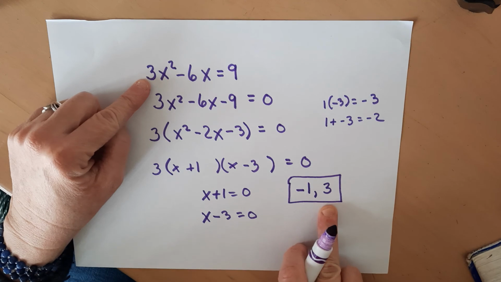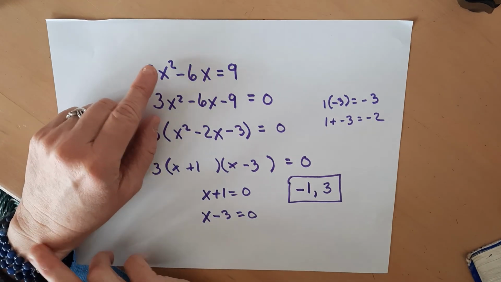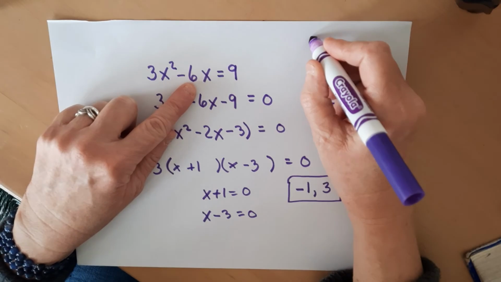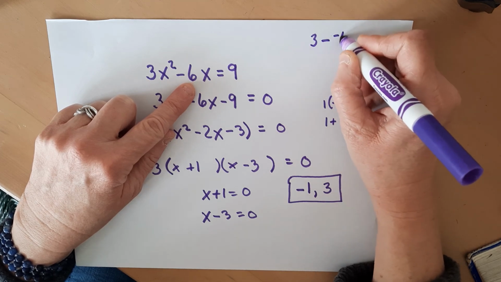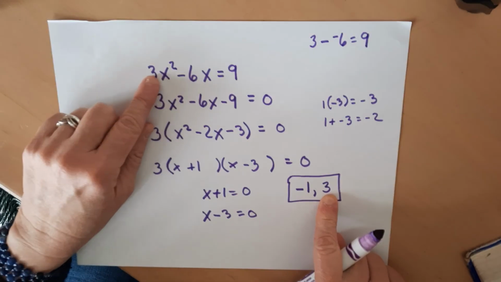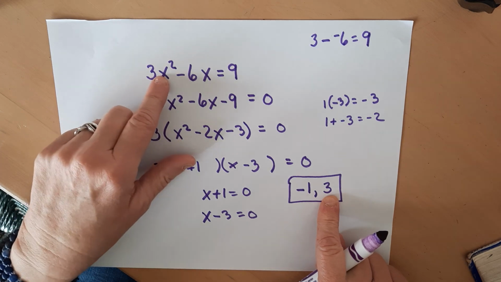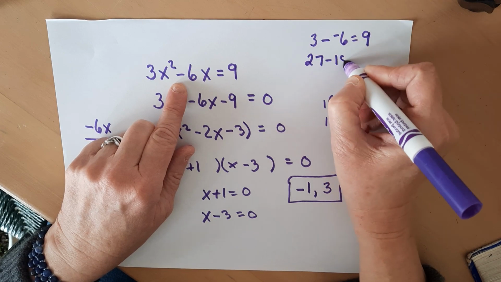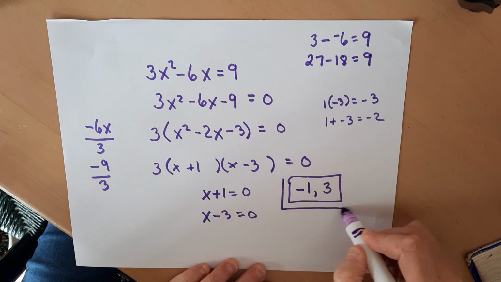We always want to go back and check it. Negative 1 squared is 1, and 1 times 3 is 3. 3 minus 6 times negative 1 is negative 6. So we have 3 minus a negative 6, and that does equal 9. Let's try the 3. 3 times 3 squared, which would be 27, and 27 minus 6 times 3 is 18. So we have 27 minus 18, and that also equals 9. So this answer is correct.